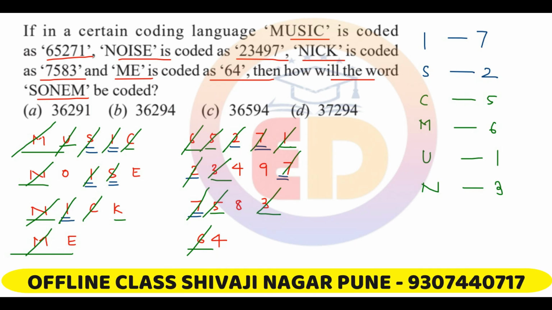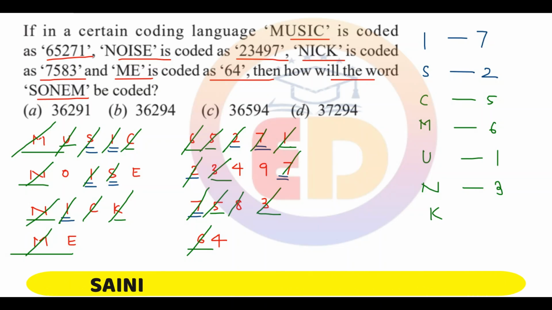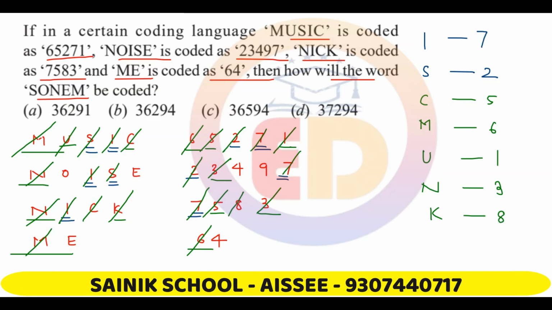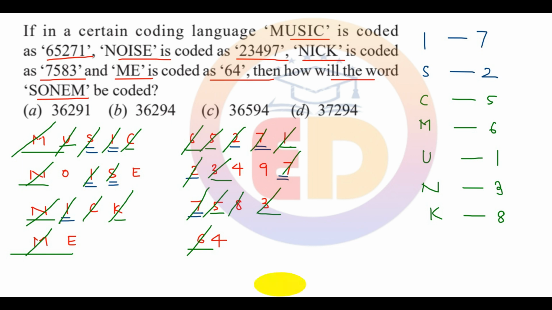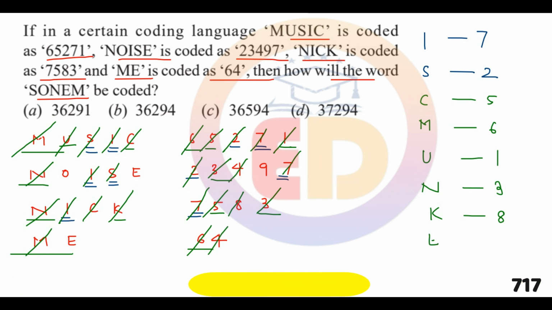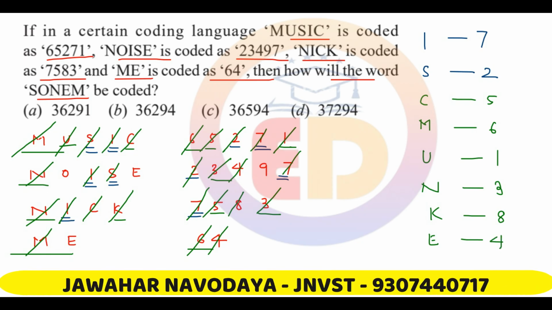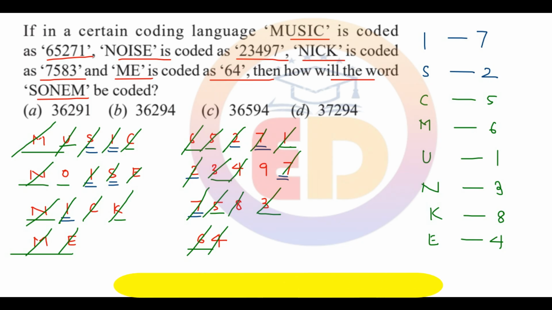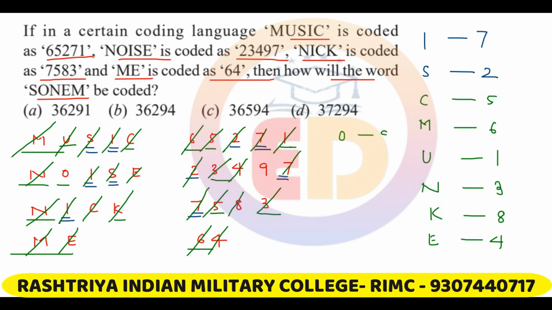K is 8, because it is the only letter and only number left now. E is 4, which is common in second and fourth. And O is 9, as it is the only alphabet and only number left.